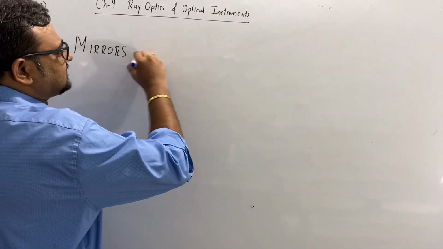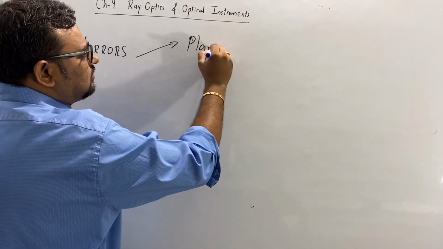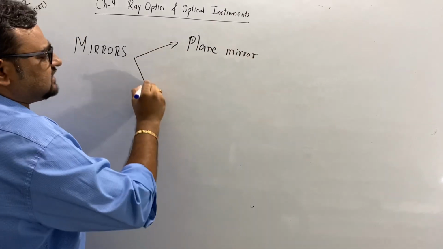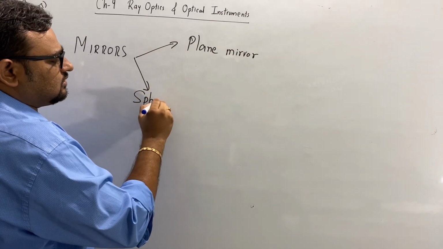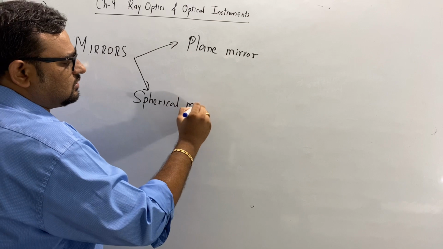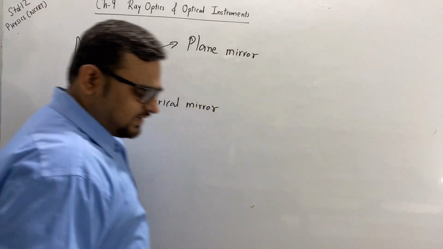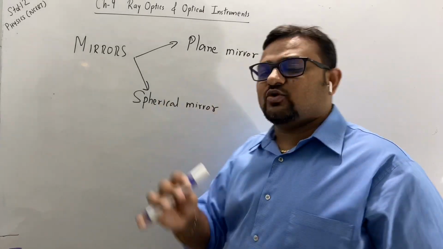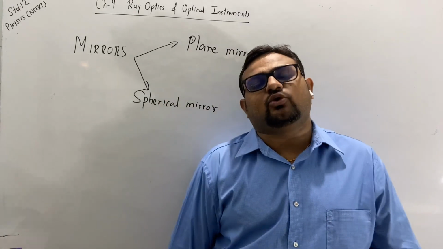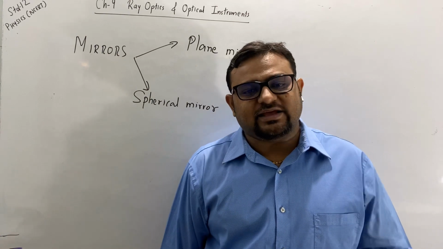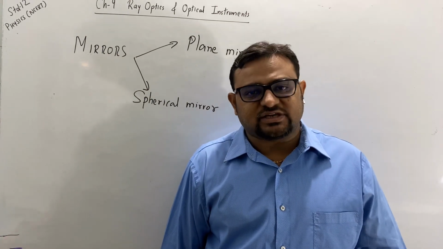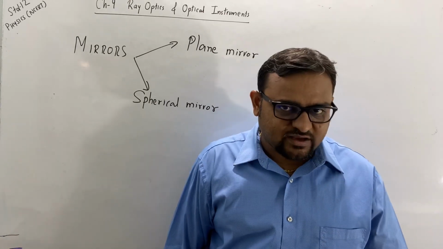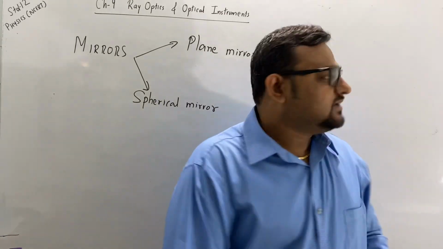So first I will write it down: plane mirror, and second, spherical mirror. Now plane mirror, the mirror that you are using in your day-to-day life. That is the plane mirror, just for watching your face. It has a plane surface.